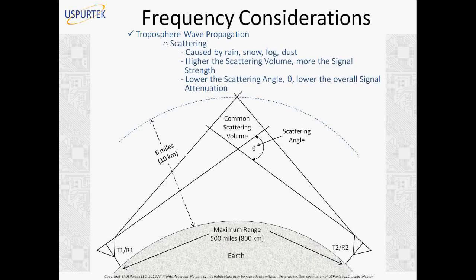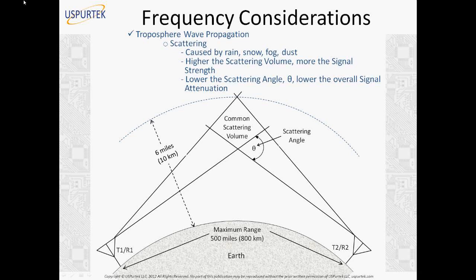Now, in troposphere wave propagation, you also experience scattering. Scattering is caused by rain, snow, fog, and dust. Here there are some relationships. Higher the scattering volume, more is the signal strength. Why? Because if the volume is larger, more RF waves will be scattered, and some of it will reach the surface of Earth. And lower the scattering angle, this theta, is the scattering angle, lower the overall signal attenuation.